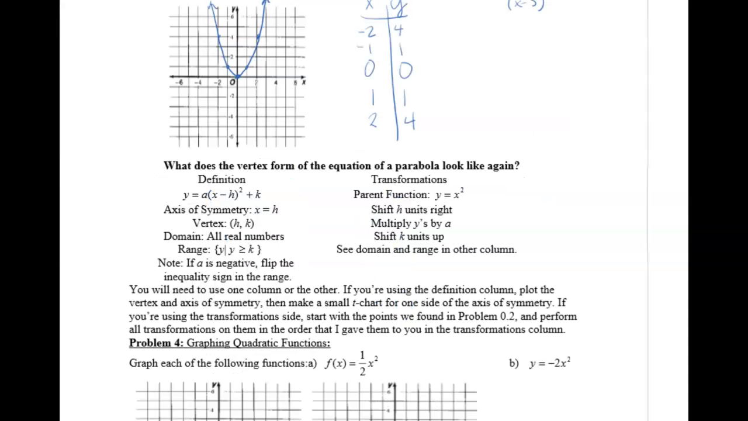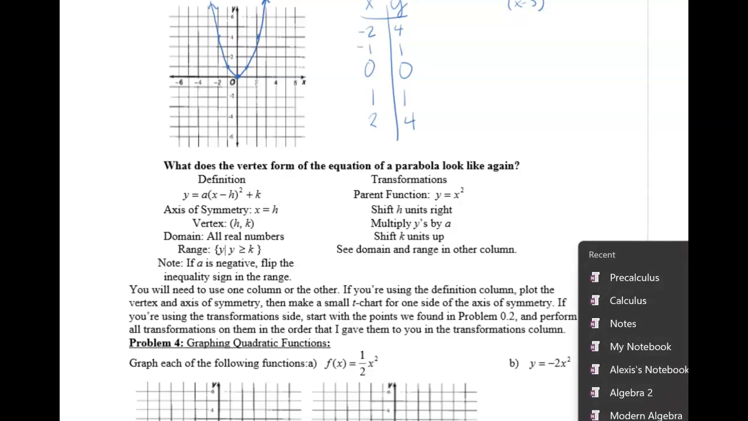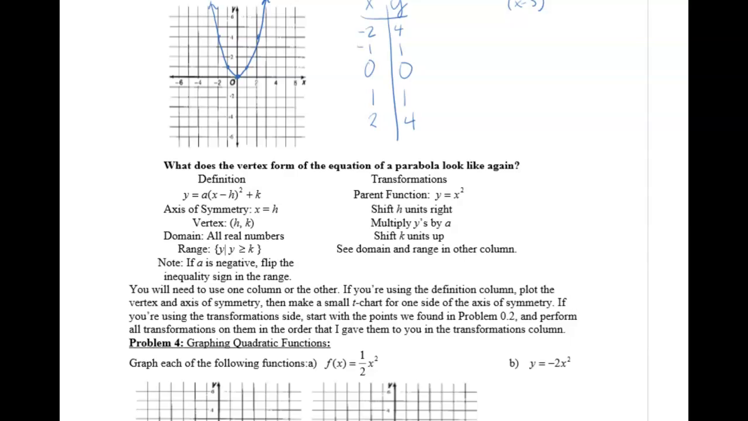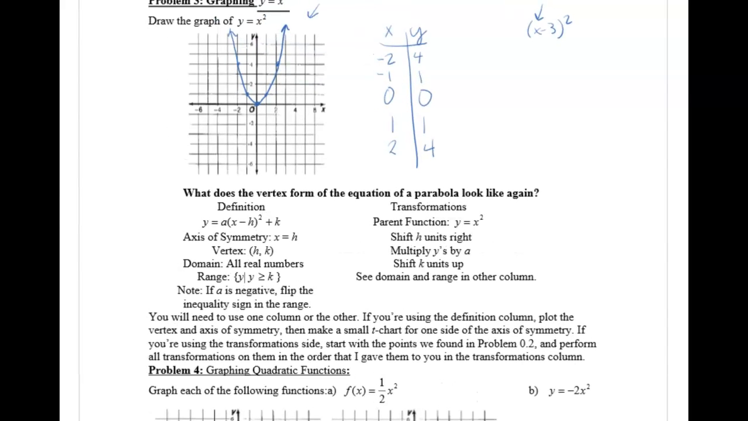So what does this vertex form of a parabola look like again? Well, the definition and transformations are listed. So my parent function is always going to be y equals x squared. If I have, for example, vertex form, which is y is equal to a times the quantity of x minus h quantity squared plus k, my axis of symmetry is always going to be x is equal to h. Like I said earlier, the x coordinate of my vertex should always match my axis of symmetry. Going on, my vertex should always be h comma k.